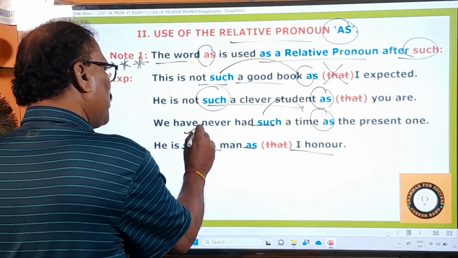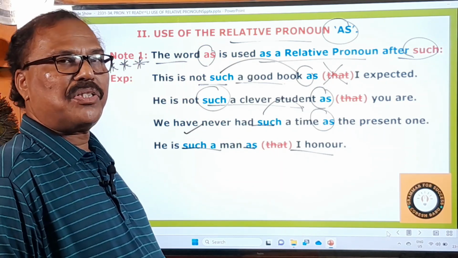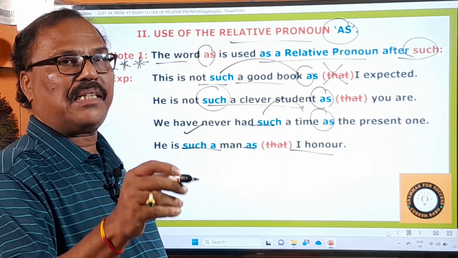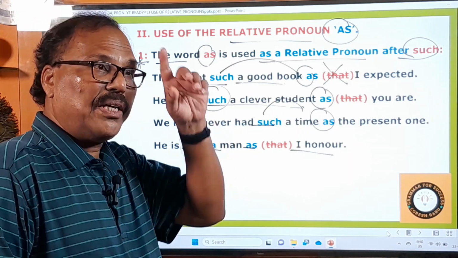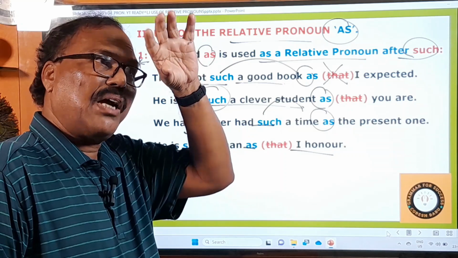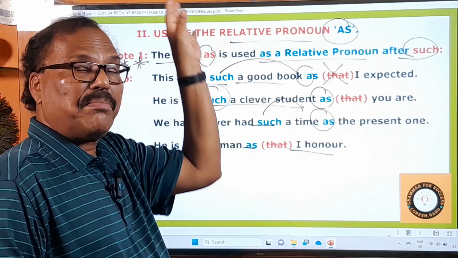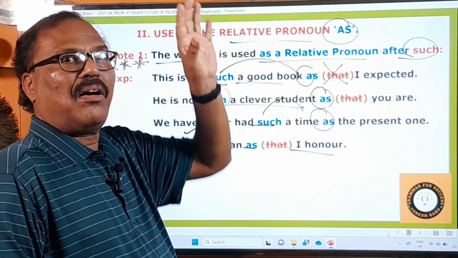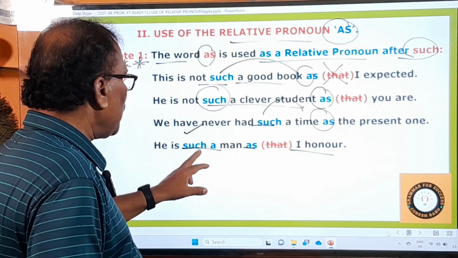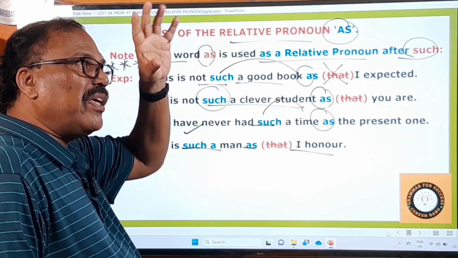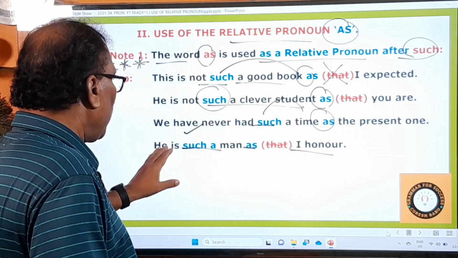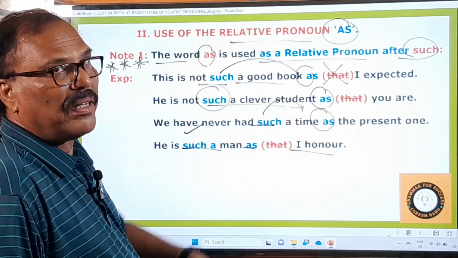Such is a demonstrative pronoun, like this, that, these, those, such. When you say such, you already have something in your mind. Such a man, such a trustworthy man, an honest man, an honorable man, whatever it is. Such tells you about the thing that is already hidden there. So, he is such a man as I honor.